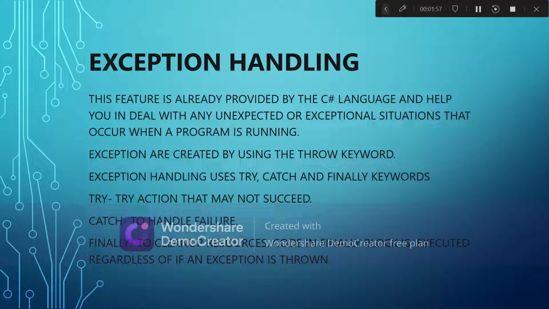Microsoft has provided a very important feature, exception handling, for C# developers. Exceptions are created by using the throw keyword, which is very important. Exception handling uses three important keywords: try, catch, and finally. Inside the try block we write the code which may not succeed, and inside the catch block we handle the failures. If there is some issue inside the try block, we can handle that error in the catch block.